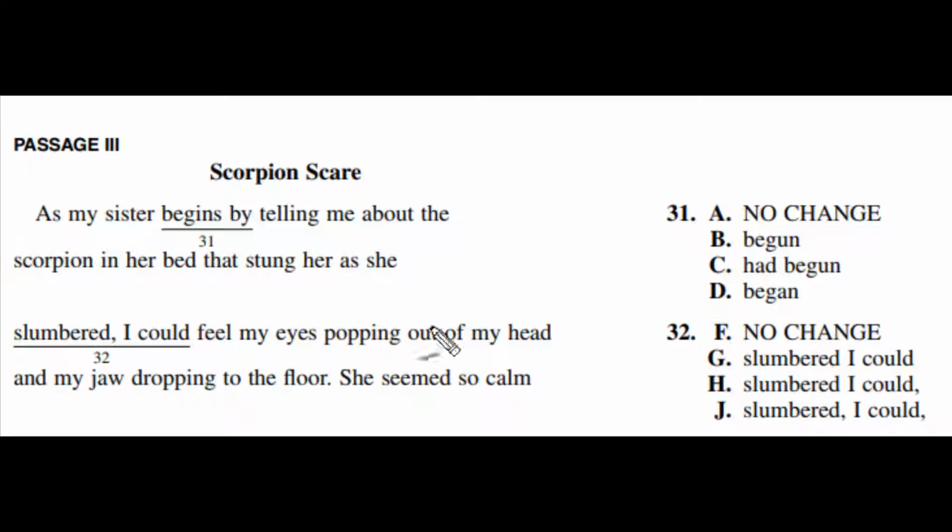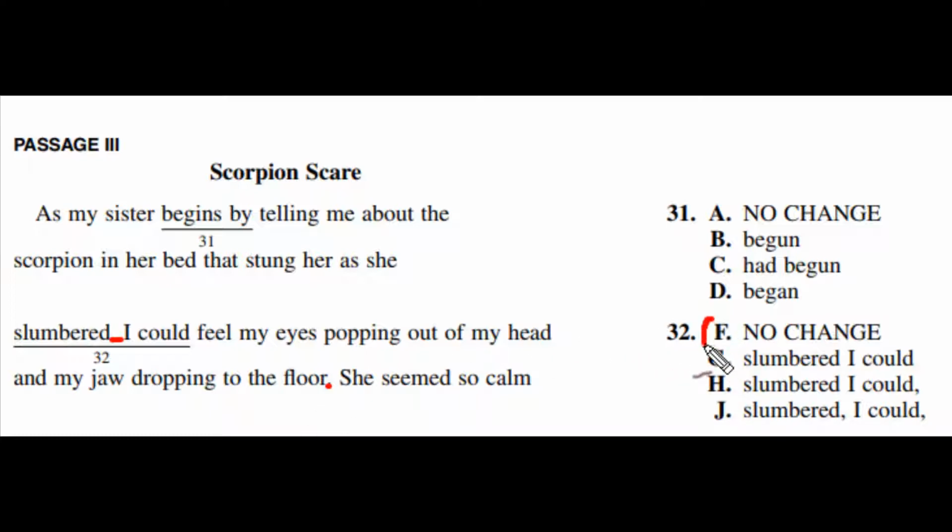G, there is no punctuation in here, so we simply cross that out. That means that we have to read from here all the way to here without taking a breath. Watch and see what happens to the professor as he tries that. As my sister began telling me about the scorpion in her bed that stung her as she slumbered, I could feel my eyes popping out of my head and my jaw dropping to the floor. It's a lot of stuff. I can barely make it. That doesn't work. It's too long.